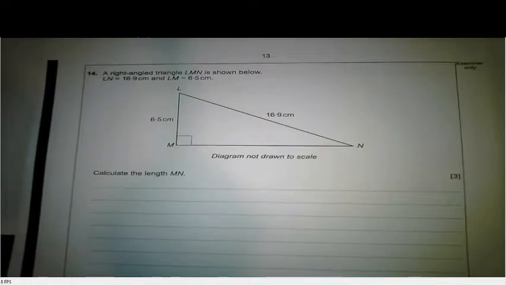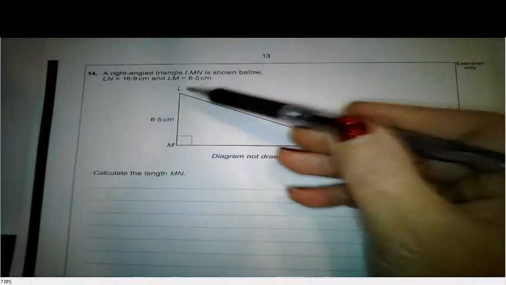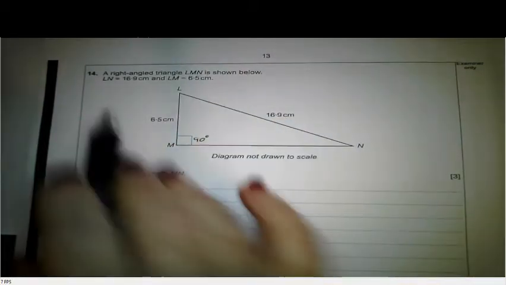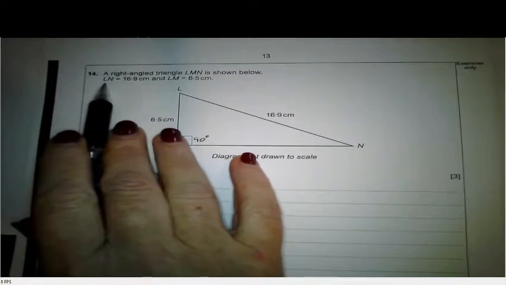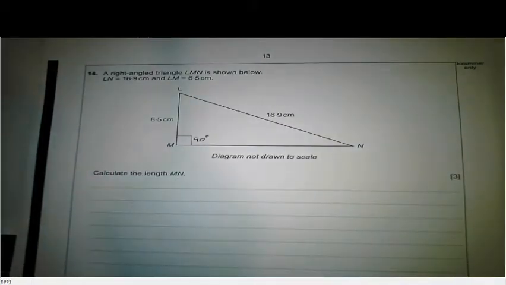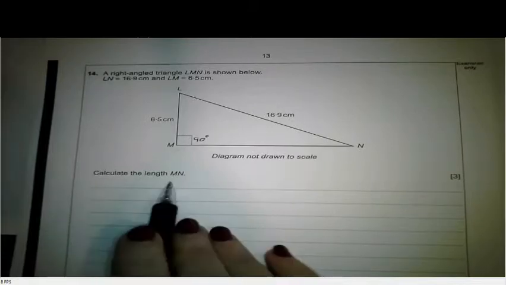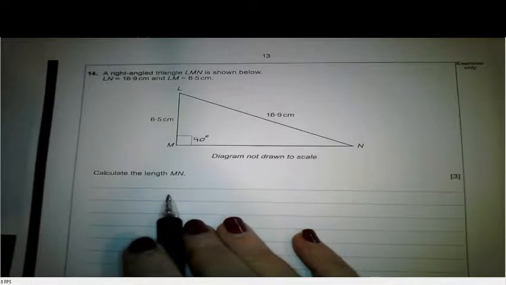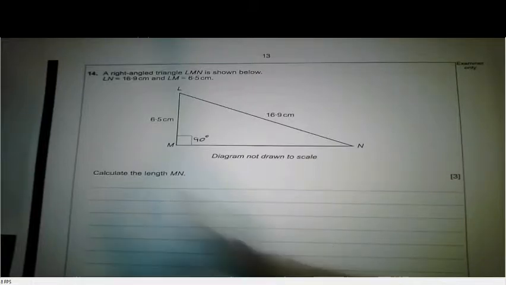Question 14 here gives us a right-angled triangle LMN. LMN. It's right-angled, that means that's 90 degrees. It tells us that the length of LN is 16.9 and the length of LM is 6.5 centimetres. It says calculate the length of MN. Well, immediately I can see that this is a Pythagoras theorem question.